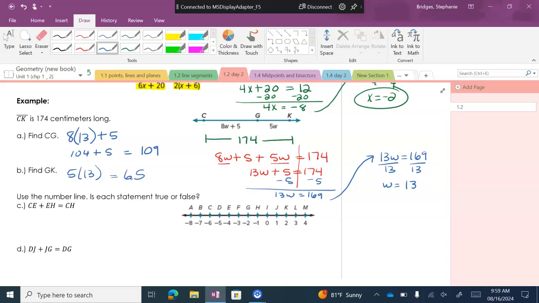Look on the number line. Count from C to E. How many times do you have to go? 2. Okay, look at it. If I start at C, 1, 2, I'm at E. That means CE has a length of 2. Now count EH. How many times do you move to get from E to H? 3. Okay.